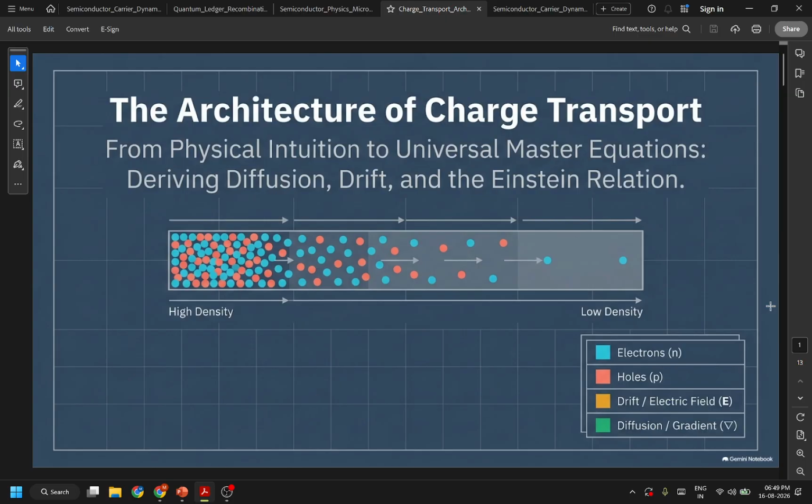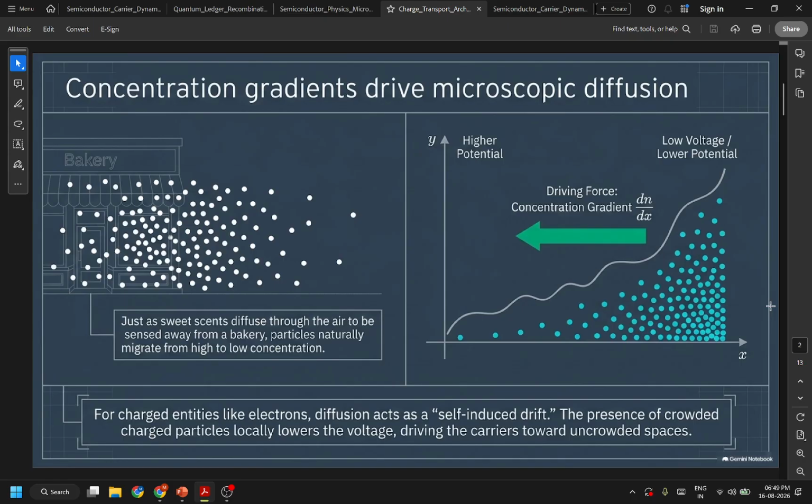So now we come to charge transport. Concentration gradients drive microscopic diffusion. Just as sweet scents diffuse through the air to be sensed away from a bakery, particles naturally migrate from high to low concentration.